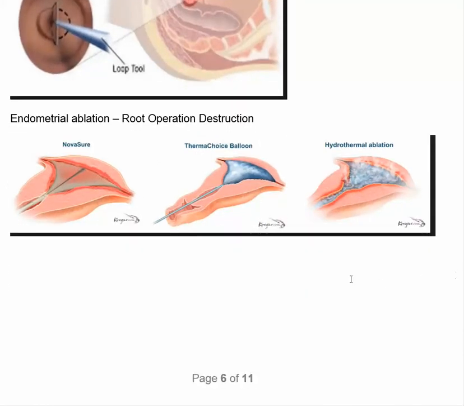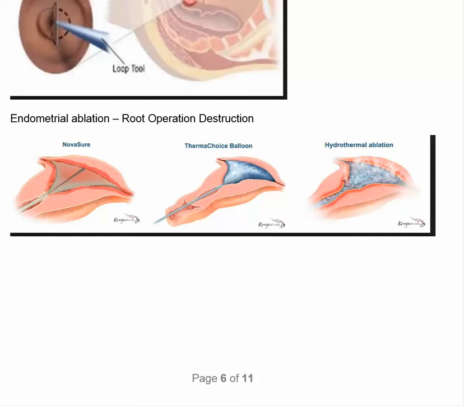Next one is endometrial ablation. There's different kinds of ways that the endometrial ablation can be done. There's a procedure called a NovaSure. There's the use of the balloon, and we can also use hot water, hydrothermal. The other method is also cryoablation, which is cold, freezing the tissue.